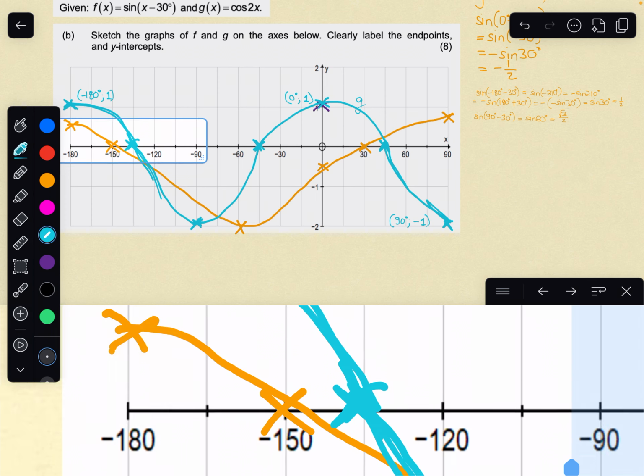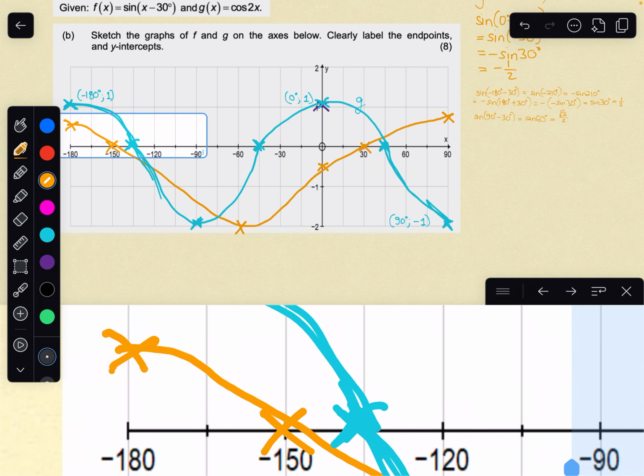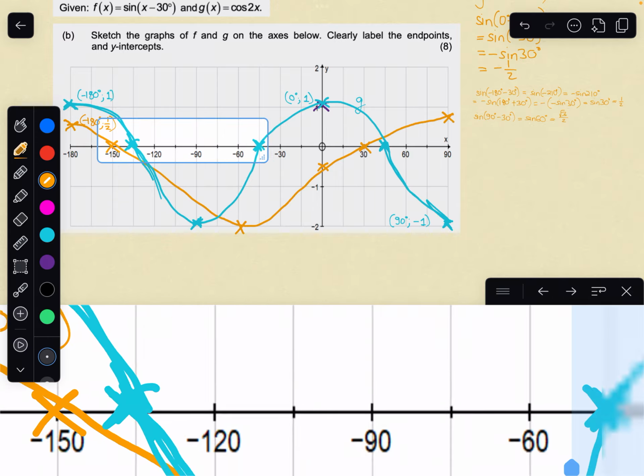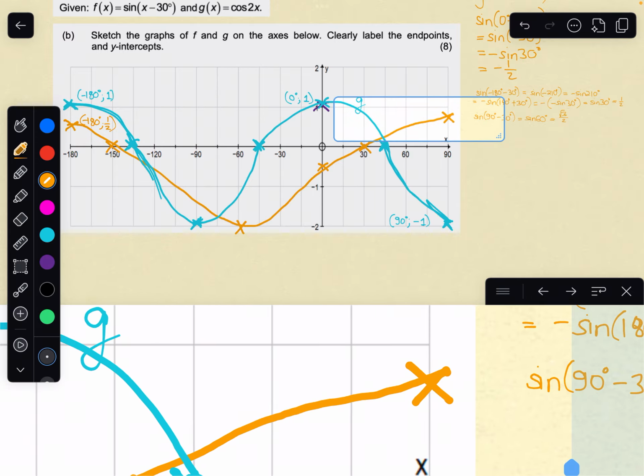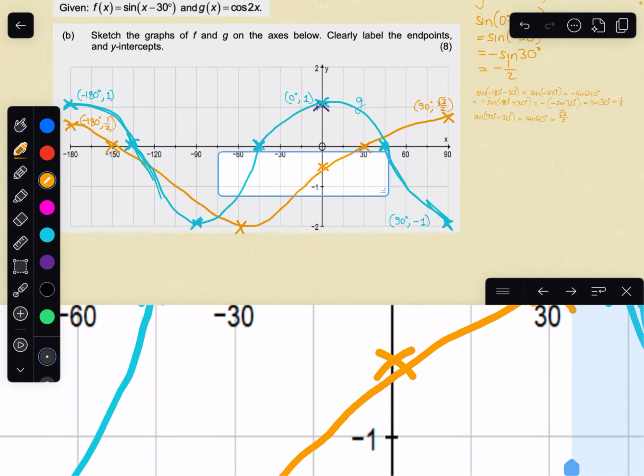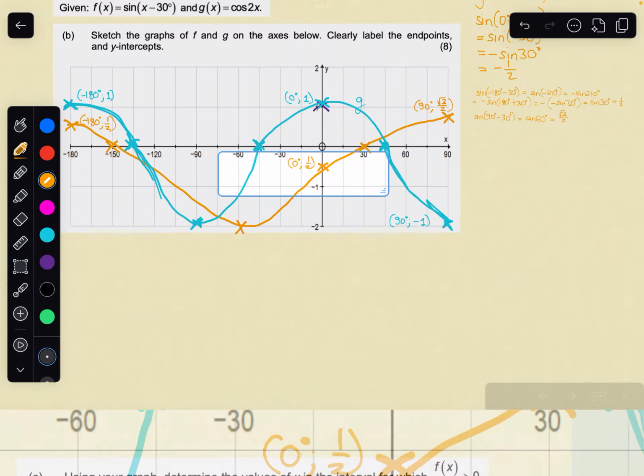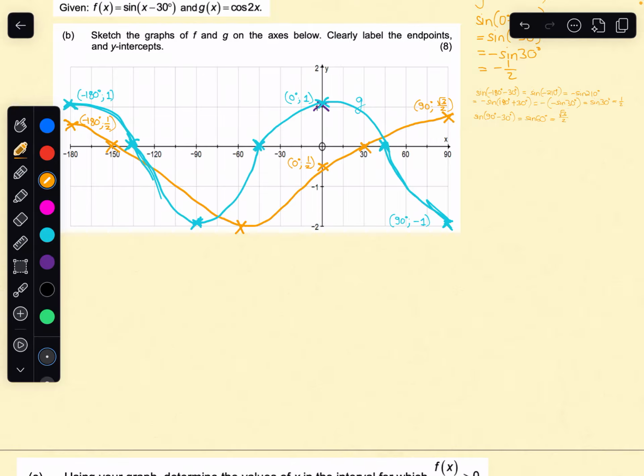Then for our orange guy, we said that this endpoint is minus 180 and a half, and this endpoint is 90 and root 3 over 2, and then the y-intercept was 0 and a half. Okay, and that's all we were asked to label, so you know, that's all that we will label.